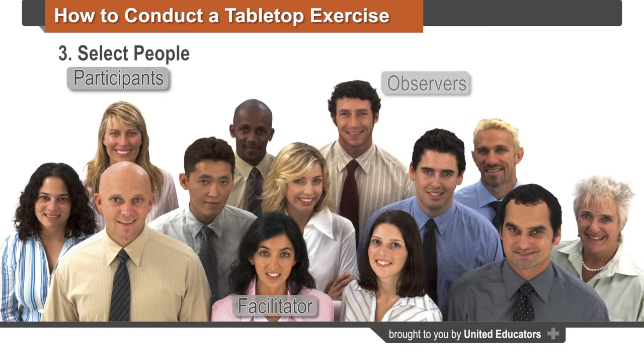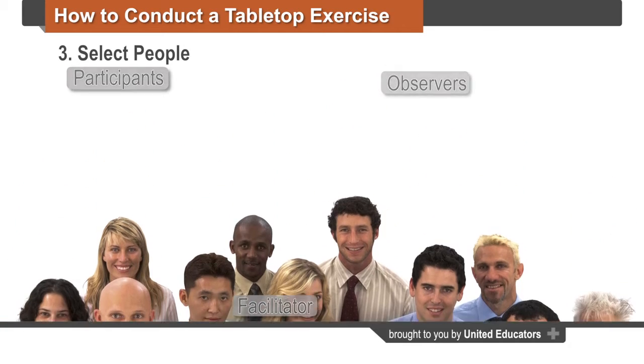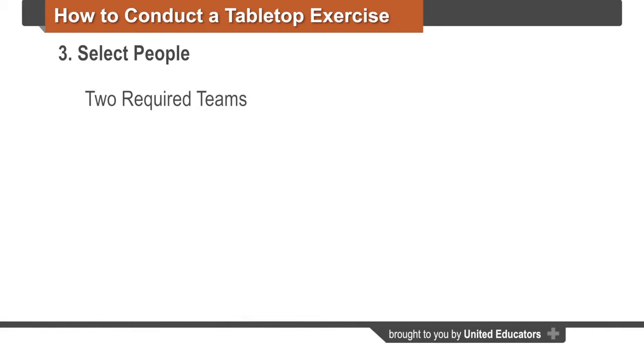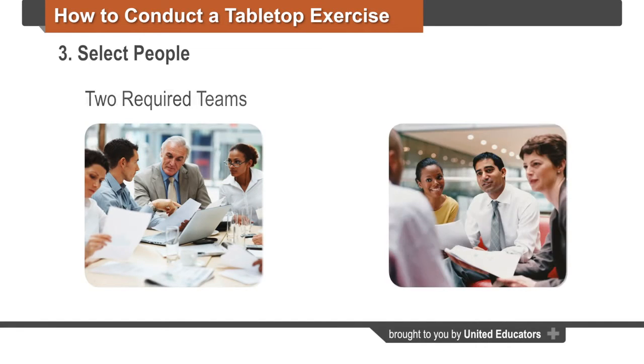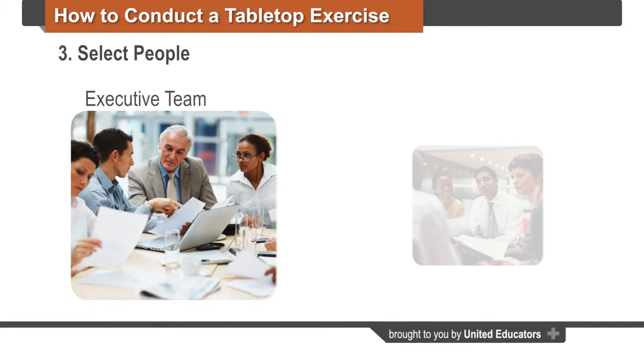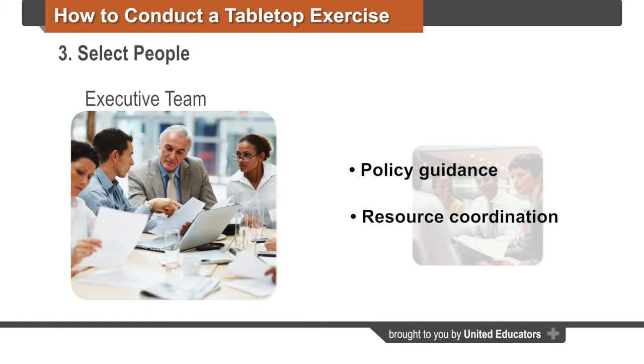Finally, observers can be used for a larger tabletop exercise to take notes and provide feedback during the post-exercise evaluation process. Two teams that should be represented at every tabletop exercise are the executive team and the crisis response team. The executive team is there to provide policy guidance based on the situation and your crisis response plan, coordinate resources, and make decisions to support the crisis response team.